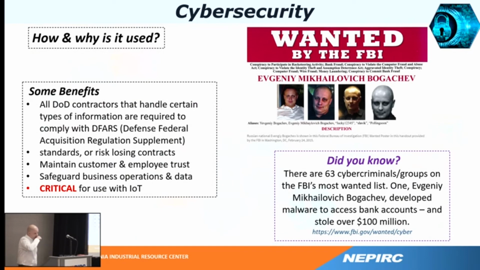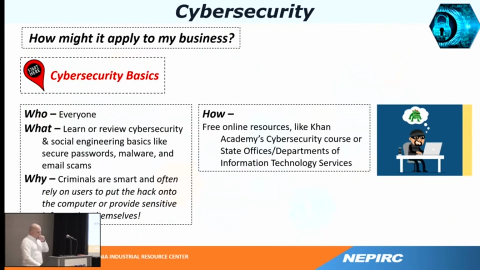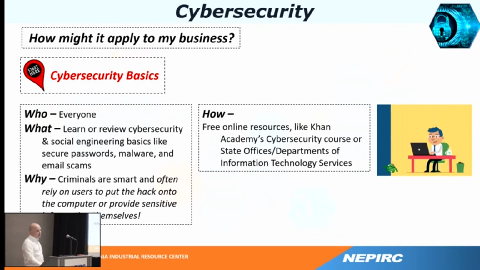I'm not going to pronounce that name, but it's a Russian name. There are 63 cyber criminal groups on the FBI's most wanted list. One, Evgeniy Bogachev, developed malware to access bank accounts and stole over $100 million. This is current. He's still missing. He's out there. He gets into your computer, he locks up your computer, and you can't get any more information out of it. And then you have to pay someone to get it.